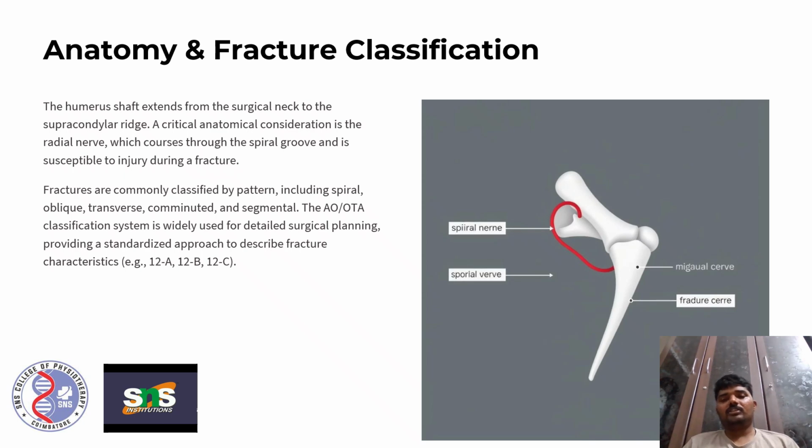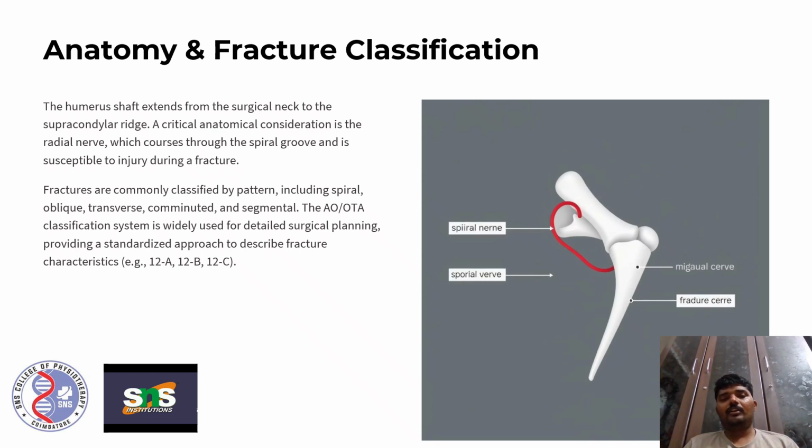Anatomy and fracture classification. The humerus shaft extends from the surgical neck to the supracondylar ridge. A crucial anatomical consideration is the radial nerve, which passes through the spiral groove, and it is susceptible to injury during fracture. Fractures are commonly classified by pattern, including spiral, oblique, transverse, comminuted, and segmental fractures.